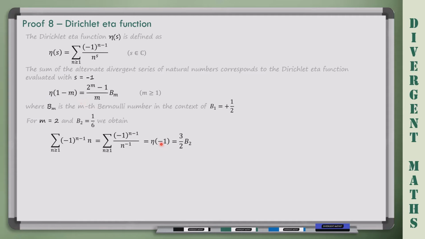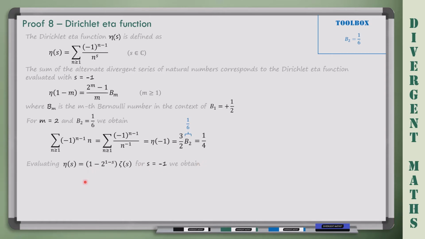We want the value at negative 1, so we just need to take m equal 2. So 2 squared is 4, minus 1, it's 3 over 2 of b2. Knowing that b2 is 1/6, we plug it here, and that gives us 3/12, therefore it's a quarter.